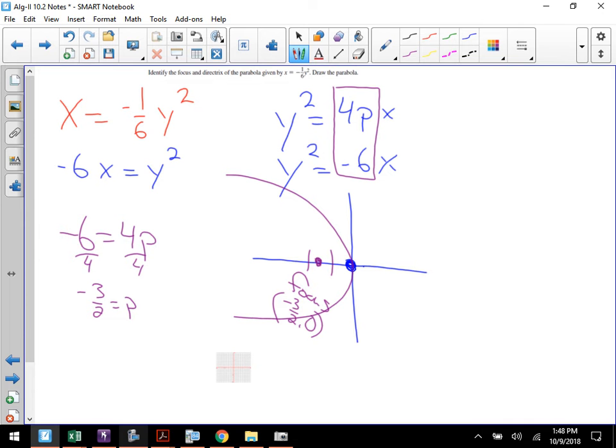Plug and chugging? Nope. With these things, it's more important to identify where things are going. Eventually, you'll understand why they're wider or narrower, and it just depends on how close or how far away the focus is.